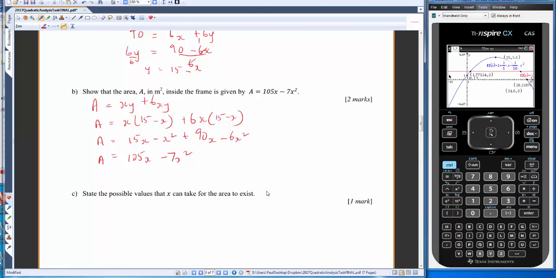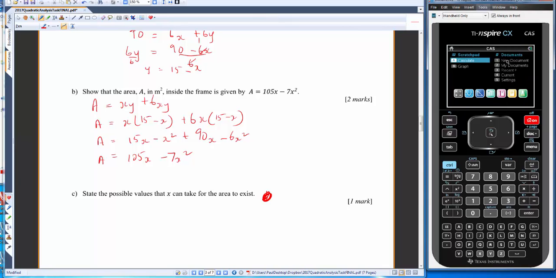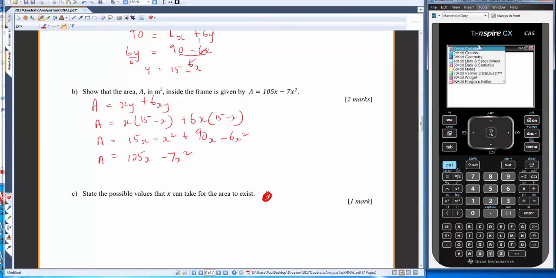This is really, really difficult to answer without actually looking at the graph. So my next move, absolutely without doubt, is to go to my calc now and have a look at what this graph looks like. So we're going to go new document and go add graphs. Alright, so we're going to go 105x take away 7x squared and graph.